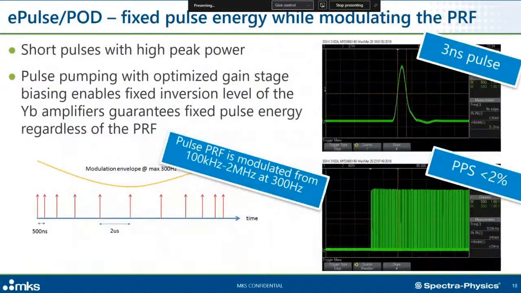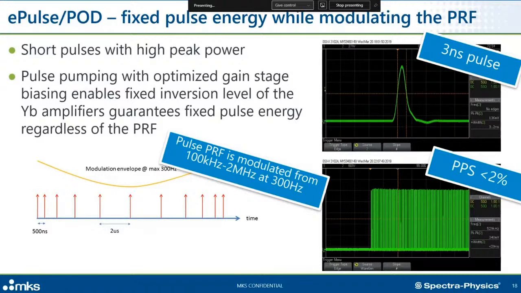The pulse on demand, or what we call e-pulse, is really the method where the pulses can be kept to maintain the same energy while the repetition rate is being modulated. So this is just a demonstration to show how fixed or how stable those pulses are.